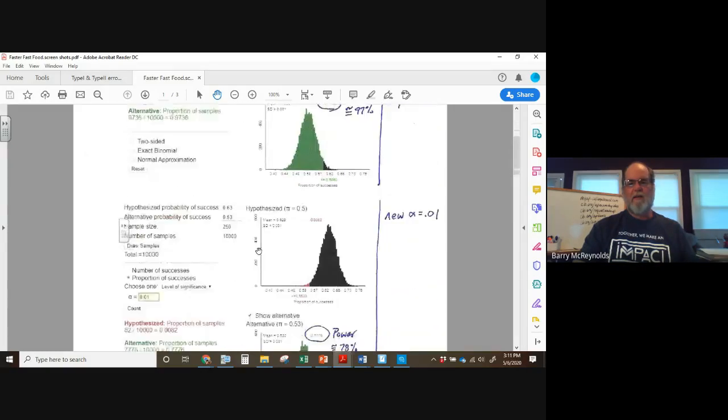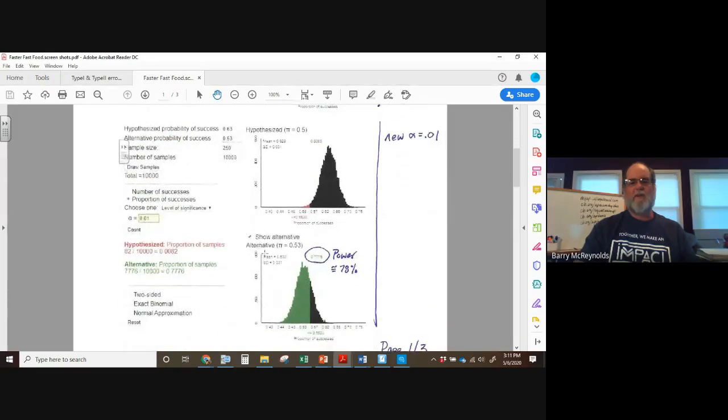One of the other scenarios was, okay, what happens to the power of the test if we choose a new significance level? If we increase the significance level to 1%. All this other stayed the same. The null hypothesis equal to 0.63 stayed the same. The alternate equal 0.53, 250 sample size, 10,000 simulations. The only thing we changed here was the significance level, and the power went from about 97% to about 78%.